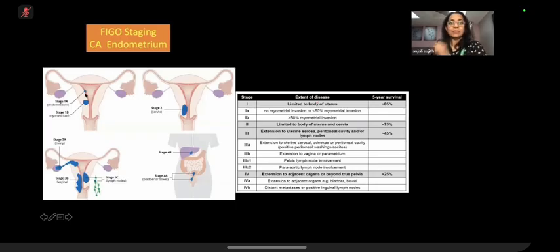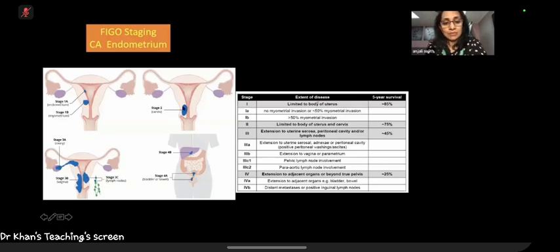Now, why is this important? This differentiation is important because myometrial invasion is a very good predictor of patient prognosis. So it is a very reliable index of lymphatic spread. And so regarding patient prognosis, the differentiation between stage 1A and 1B has importance.